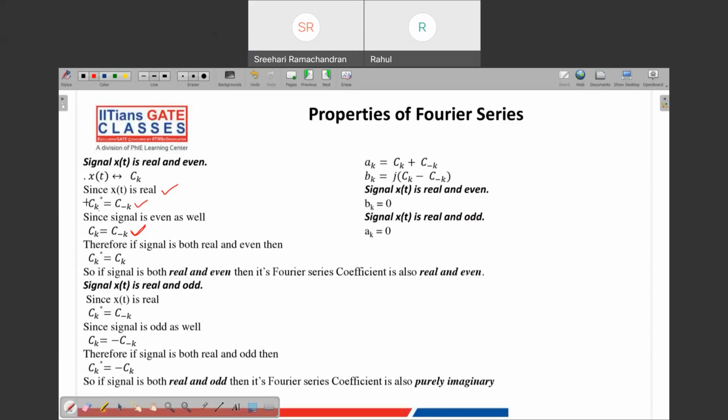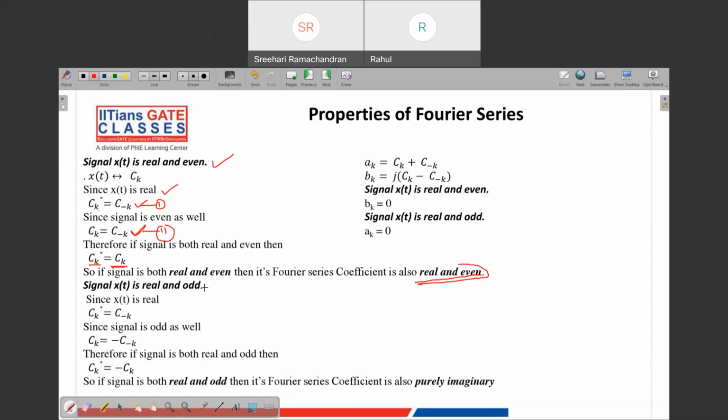Now from these two equations, you can write that C of k conjugate should be equal to C of k. Correct? So when the signal is real as well as even, in that case, C of k will always be real and even. Whenever you have a signal which is real as well as even, its Fourier series coefficient will also be real and even.